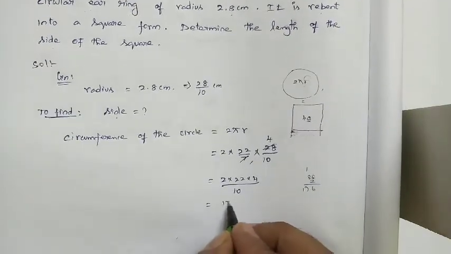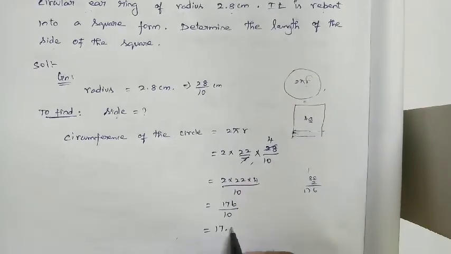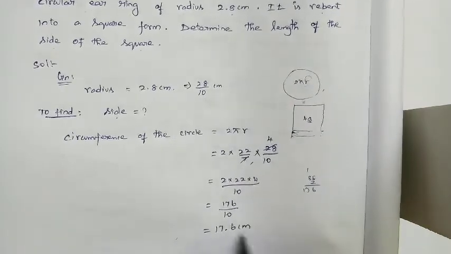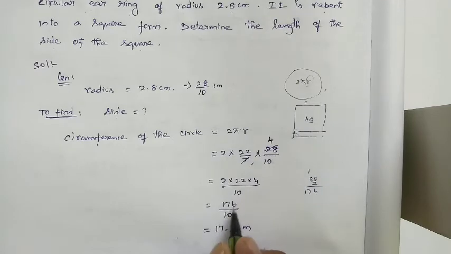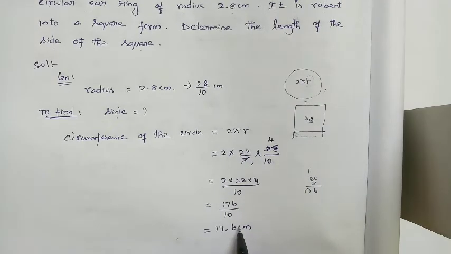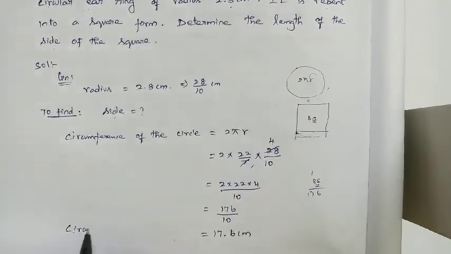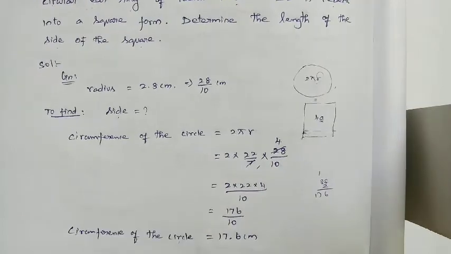So 176 divided by 10, that is 17.6 centimeter, right? 17.6 centimeter divided by 10 means one digit before, we want to put a point, that is 17.6 centimeter. Now we are having, what is that? This is the circumference of the circle, that is the ring.